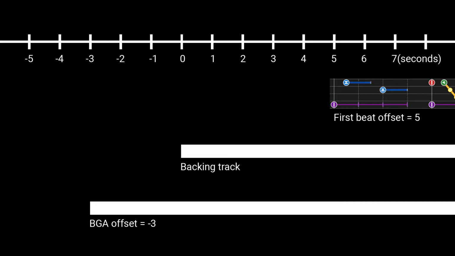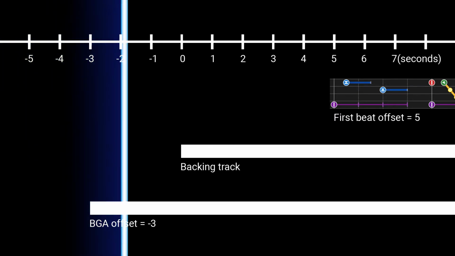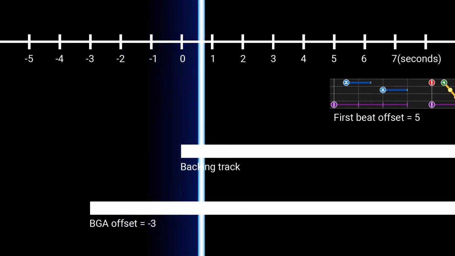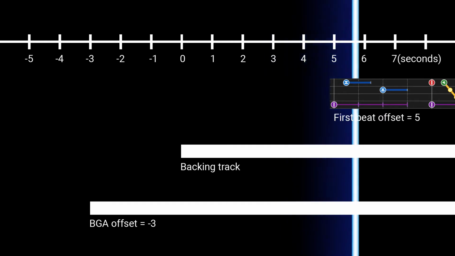For example, if you set BGA offset to -3 and first beat offset to 5, here's what will happen during gameplay. The BGA starts playing, then 3 seconds later the backing track starts playing, then 5 seconds later the first beat in the first scan begins.